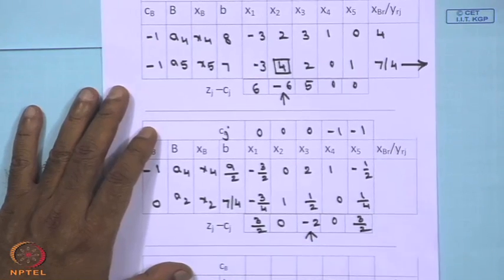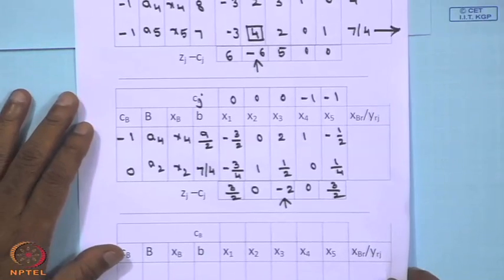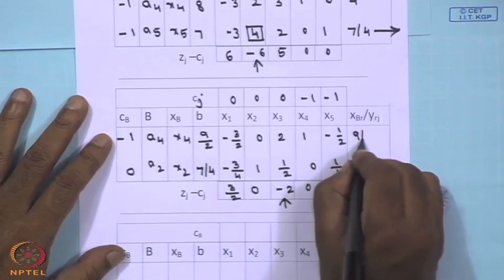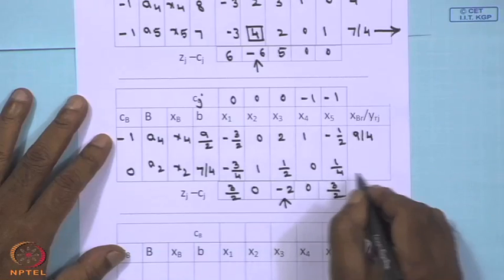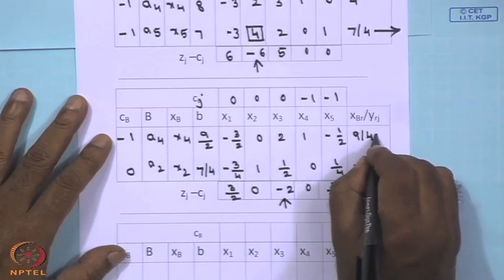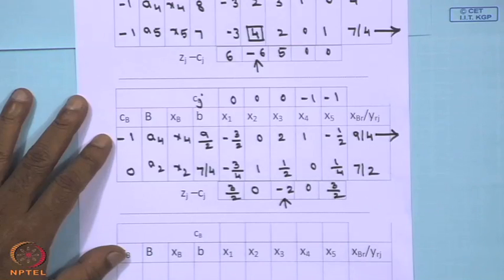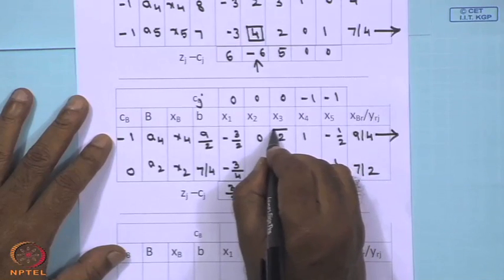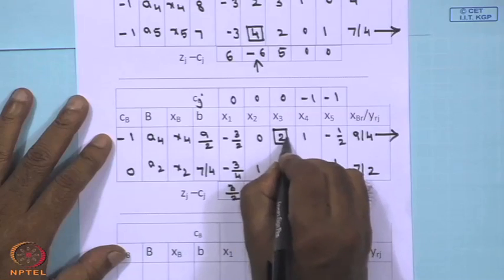So, your entering vector is now x3. So, correspondingly calculate the ratio, that is 9 by 4 and this will be 7 by 2. So, the minimum of these two is this one. So, therefore, your outgoing vector is a4, this is your pivot element.